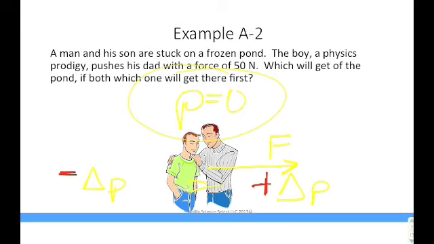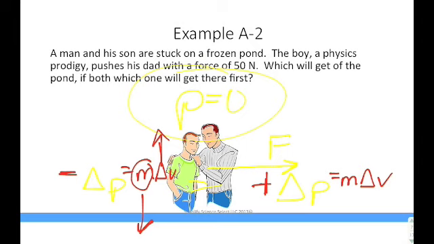Now, it says which one will get there first. Remember, the change in momentum is equal to the mass times the change in velocity. So whichever one has the smallest mass is going to have the greatest change in velocity.